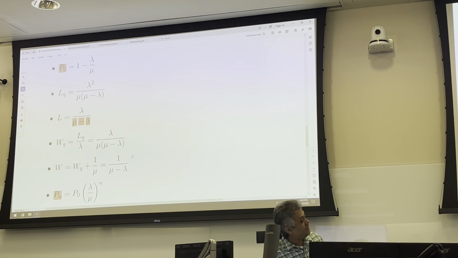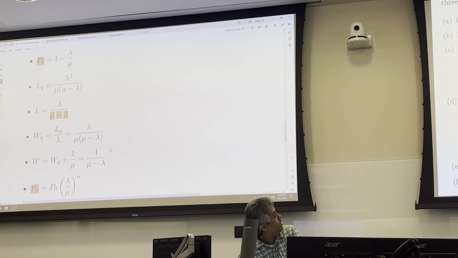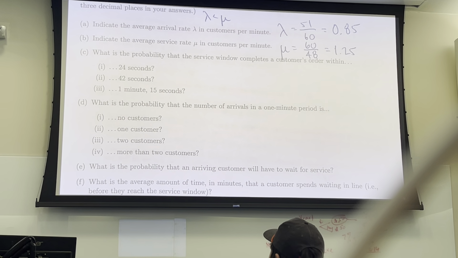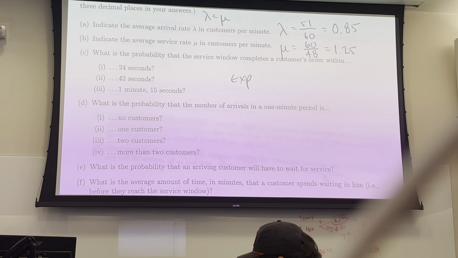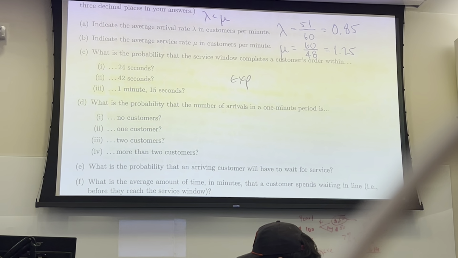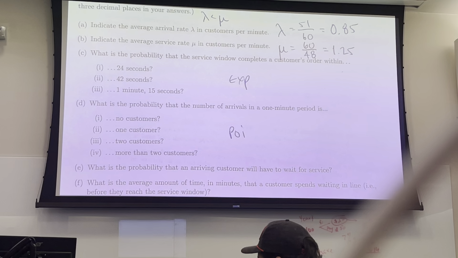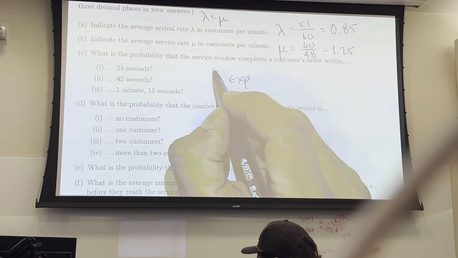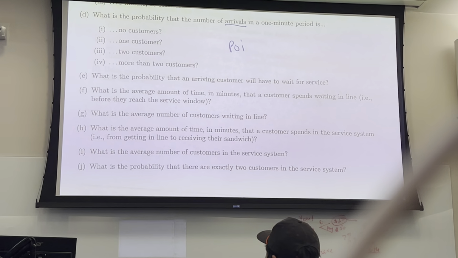Using problem set 11 as an example. The probability that the service window completes a customer's order within a certain amount of time. What formula am I going to use? Exponential. The probability that the number of arrivals in a 1 minute period is something. Which formula would I use for that? Not operating characteristic, because it's just about service times, just about arrivals. All right. Everything else, therefore, has to be an operating characteristic.